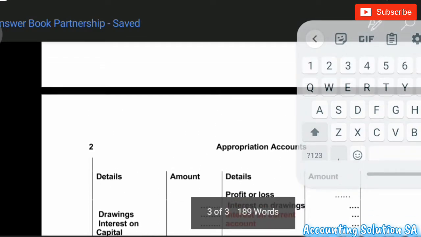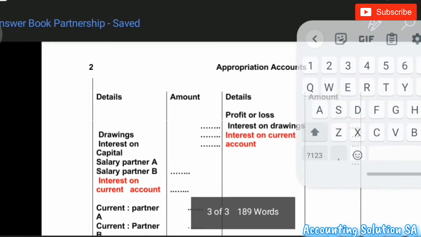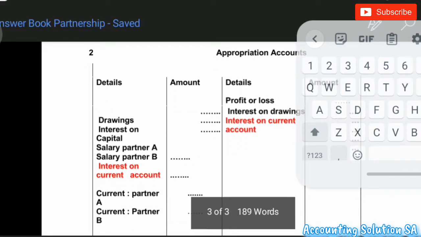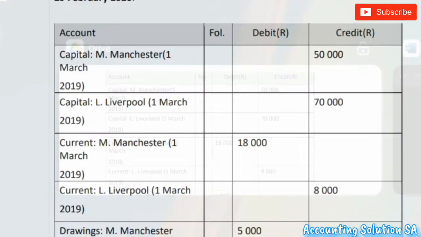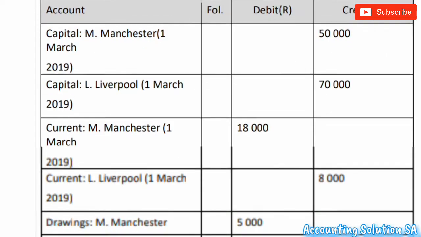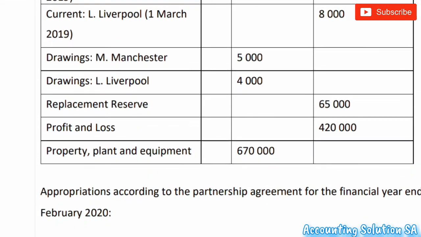Okay, so the appropriation account does not have an opening balance, guys. Our starting balance is profit or loss for the year. Okay, so this is the amount which we're going to get from our trial balance. Okay, they say profit and loss is 420.